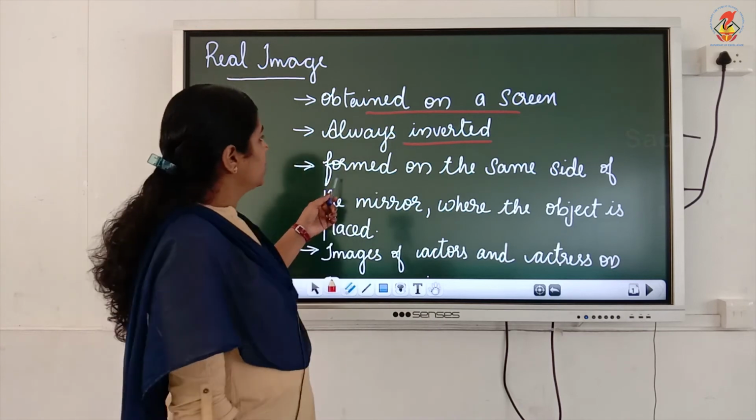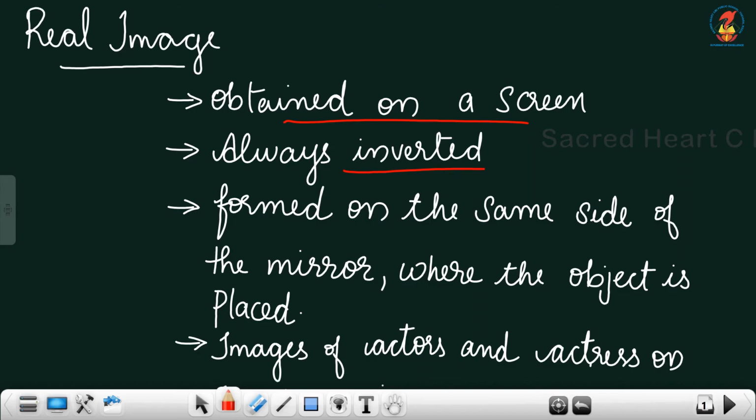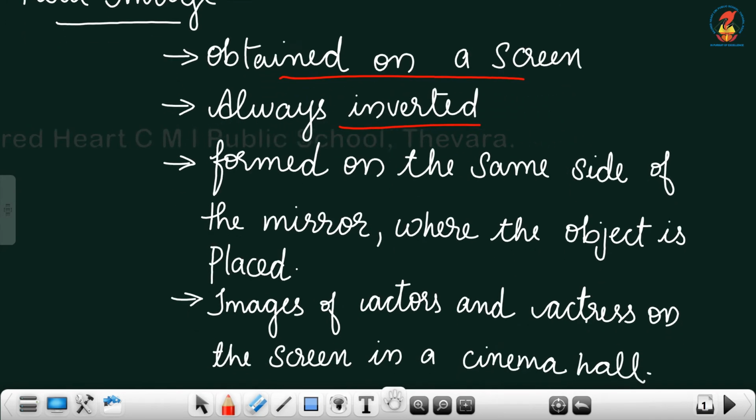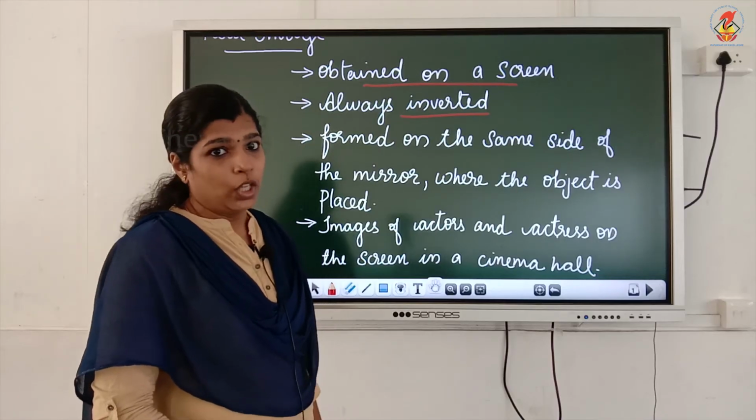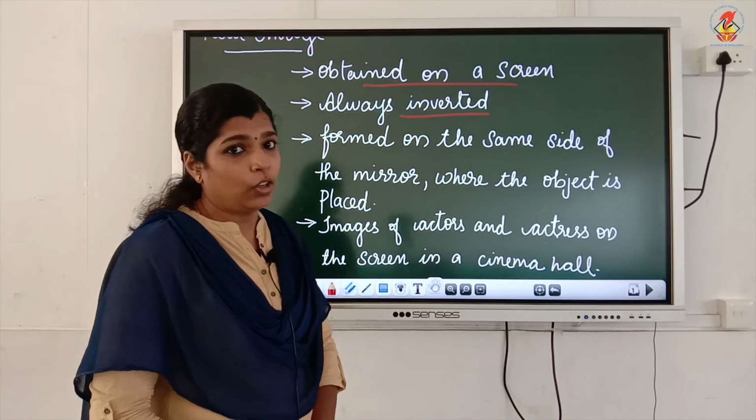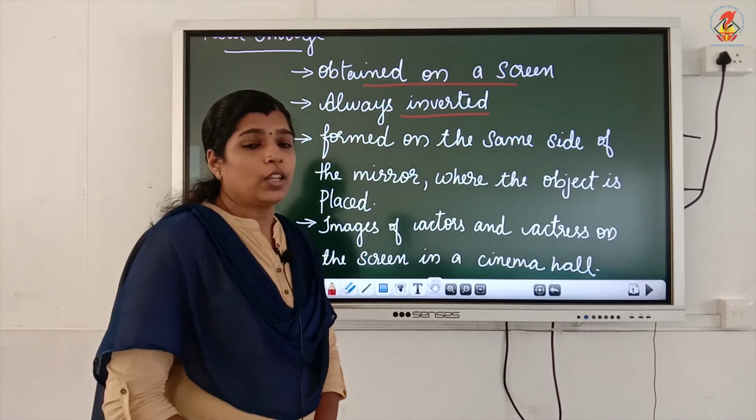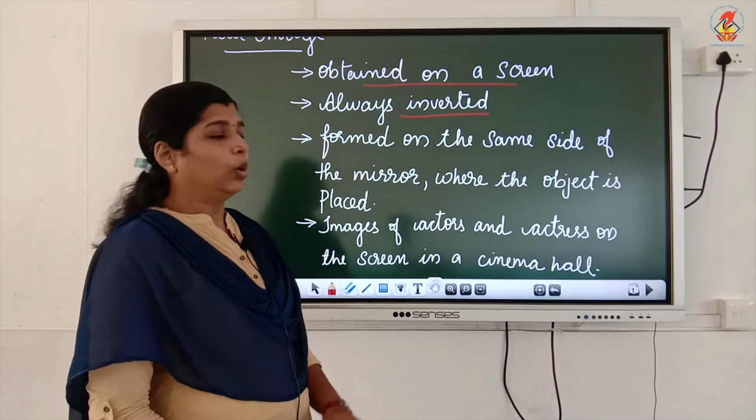Then it is formed on the same side of the mirror where the object is placed. Images of actors on the screen in a cinema hall are an example of a real image. So a real image means one that can be seen on the screen. It is always inverted.